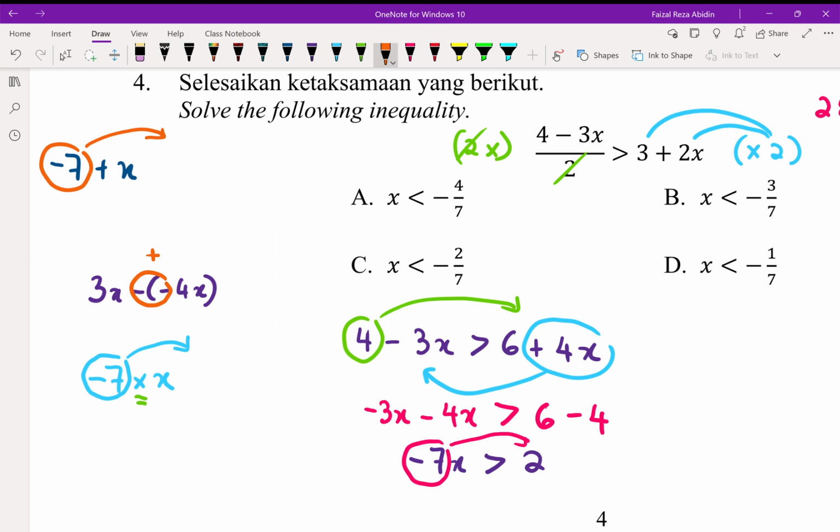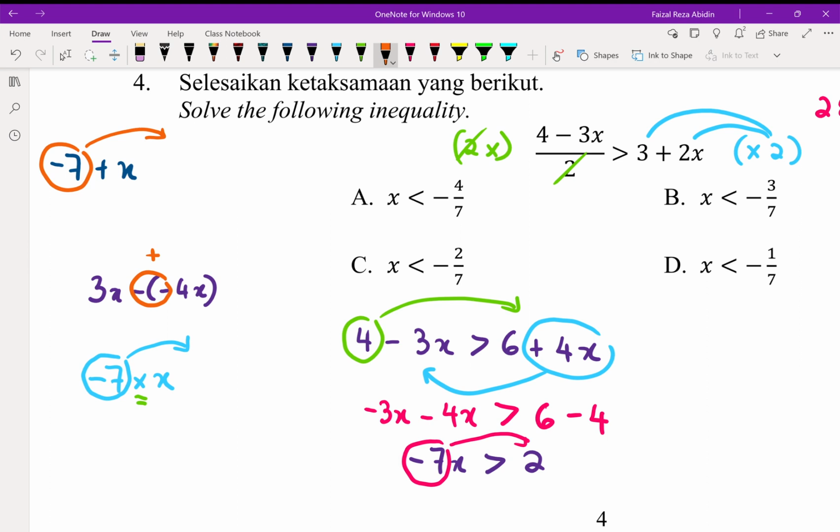Times or divide with negative number only. This one is crucial. Why? You are going to use this if you proceed to Form 4 in science stream. You are going to take your additional mathematics. This basic you have to understand, because it will be useful. No, what I mean is that this basic you must conquer first.